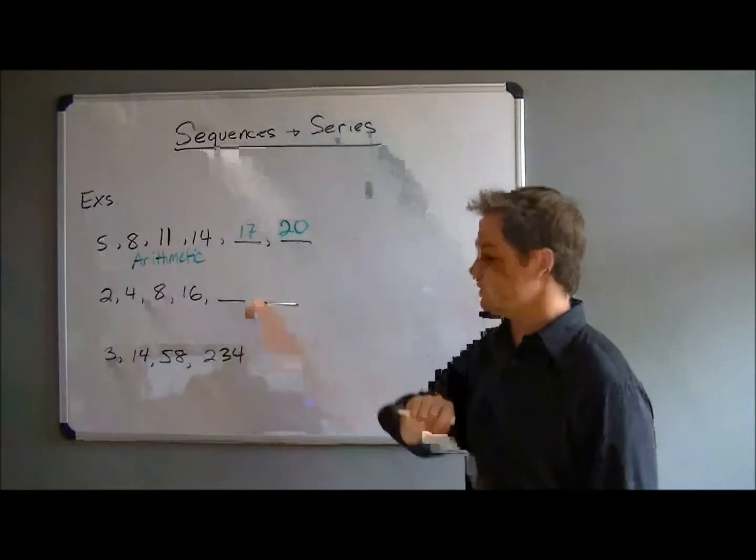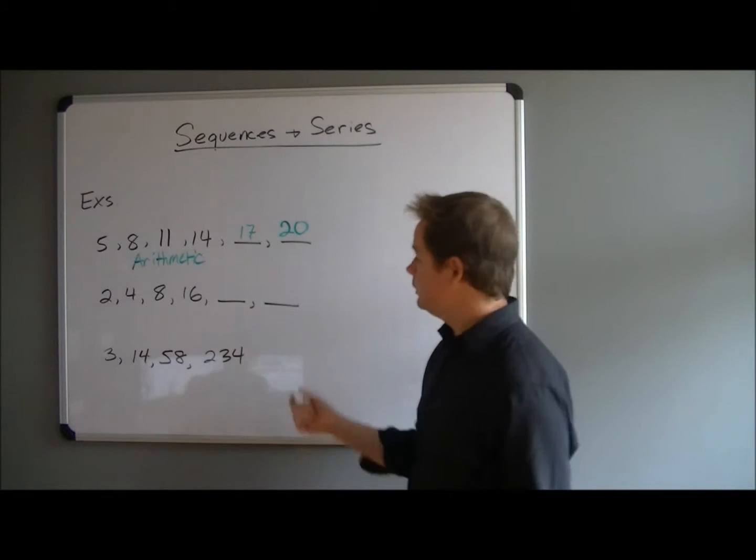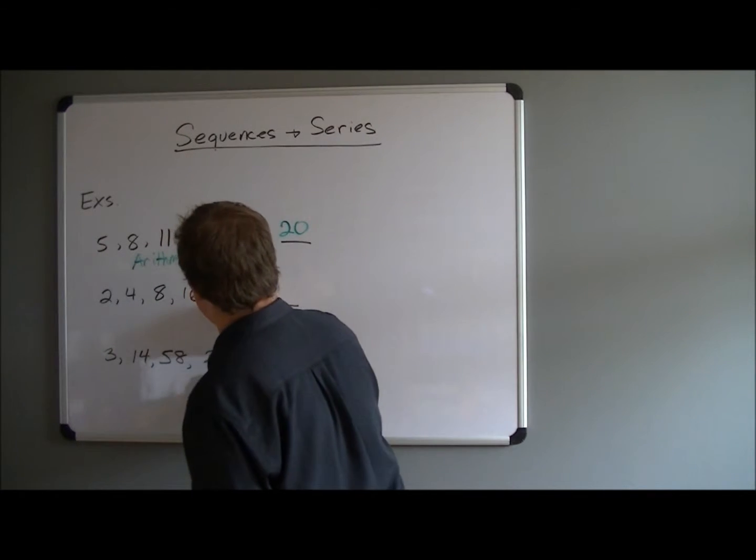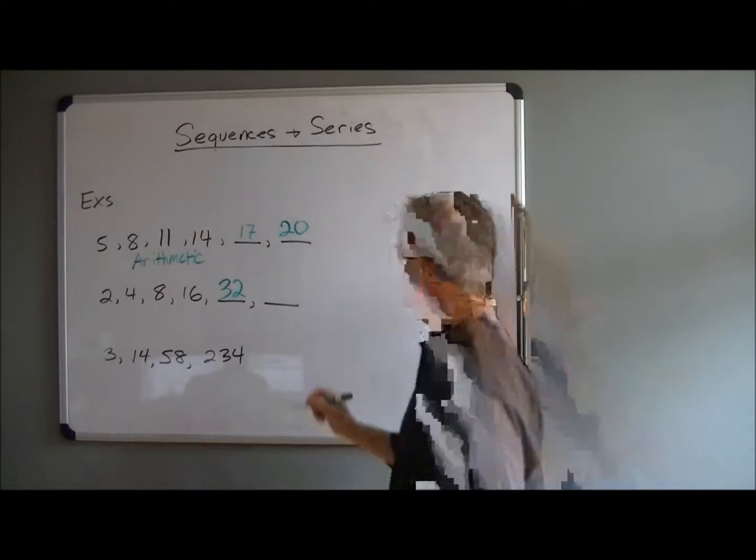So this next unknown term that we have after 16, if we were to multiply 16 times 2, that would give us 32. And if we were to multiply 32 times 2, that would give us 64.